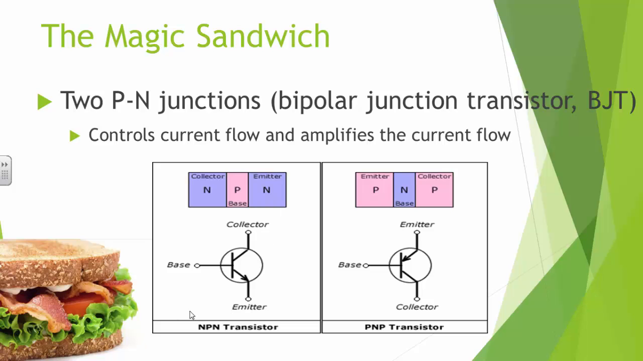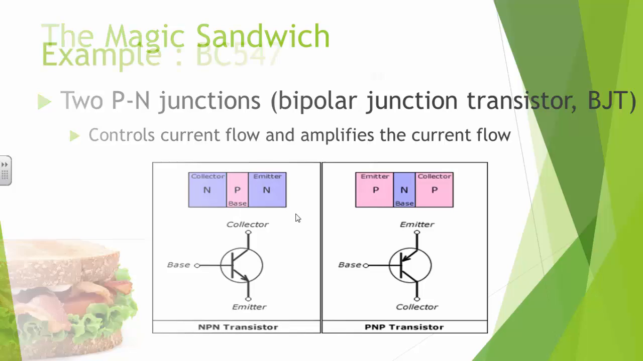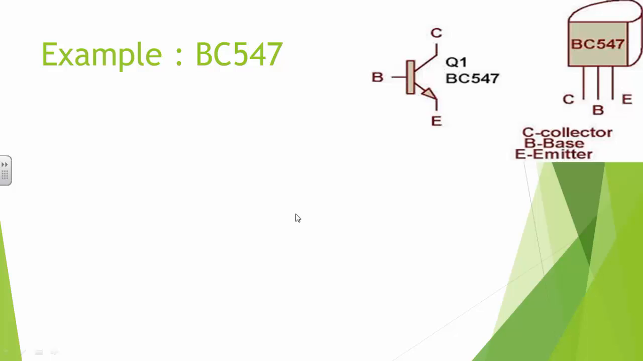Except for one thing. What we can do is attach another electrode directly to the center of the sandwich. And we call this electrode the base. And once we do this, we can use a potential at the base to control current flow and amplification. So let's have a look at one of these in action. This is a BC547 transistor.